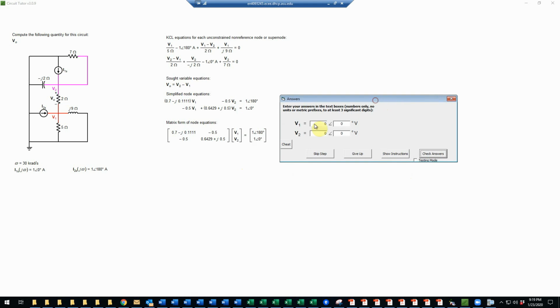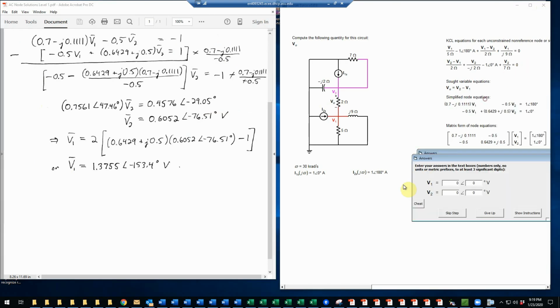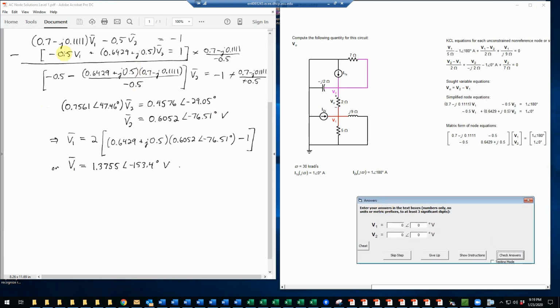Okay, so now we need to go ahead and actually solve these for v1 and v2. And again, I'm going to do that algebra on paper. And so what I've done here is I've just copied over these two equations, the 0.7 minus j0.11 V1, and I put a little bar over there just to indicate that that's a complex number. I suppose you don't really have to, but it helps to remember that.